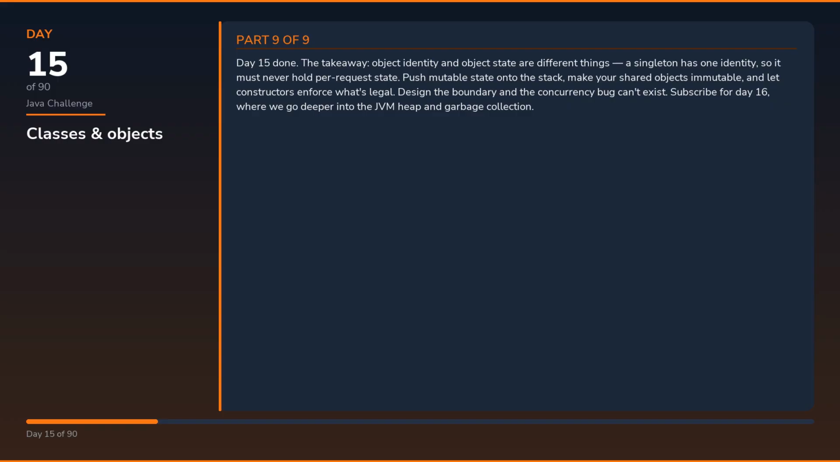Day 15 done. The takeaway: object identity and object state are different things. A singleton has one identity, so it must never hold per request state. Push mutable state onto the stack, make your shared objects immutable, and let constructors enforce what's legal. Design the boundary and the concurrency bug can't exist.